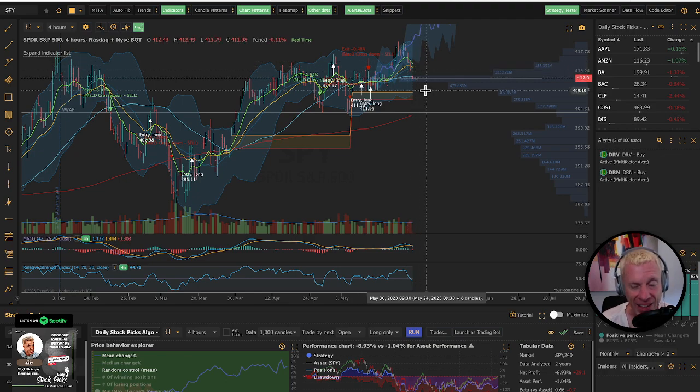So I'm being very patient in my buys because SPY does have this cross down on the MACD. The RSI is trending down at 44, 49. It is in no man's land. So it wouldn't surprise me if we get some type of news on the debt ceiling.